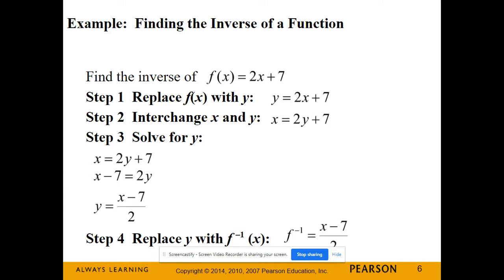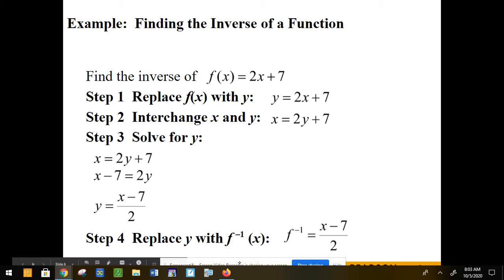So if this is the function that we're going to find the inverse of, first thing you do is switch out the f of x for y. Then you interchange x and y. Right? So x is now where y was, y is now where x is. Now you take that function and you solve for y. So we'll subtract 7 over, and then you divide by 2. That is a function, so we're going to rewrite it in function notation with f inverse of x instead of y. So f inverse equals x minus 7 over 2.